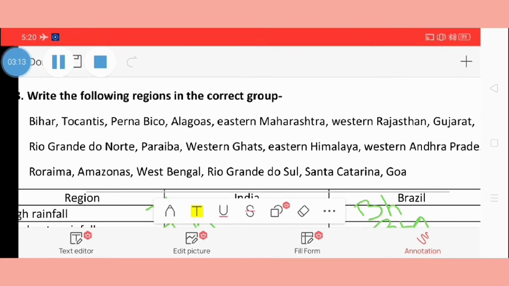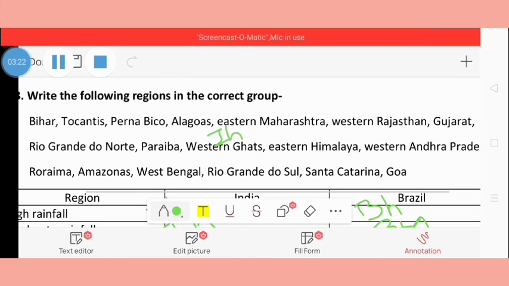So now Indian high rainfall. We are going to discuss Indian high rainfall. First of all, Western Ghats is Indian high rainfall. Then Eastern Himalaya is Indian high rainfall. Goa is Indian high rainfall. These three are the Indian high rainfall regions. Now Indian moderate rainfall. First of all, Bihar is Indian moderate rainfall. Next, Eastern Maharashtra is Indian moderate rainfall. And West Bengal is Indian moderate rainfall.